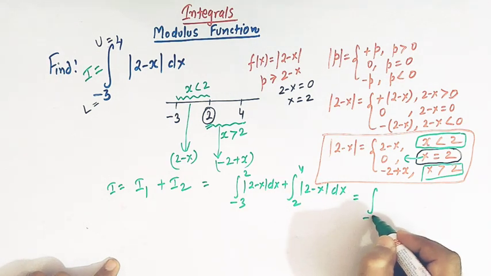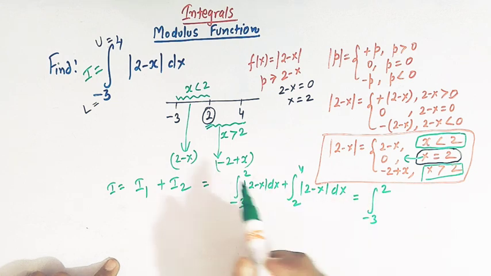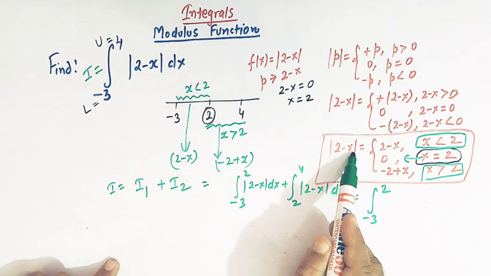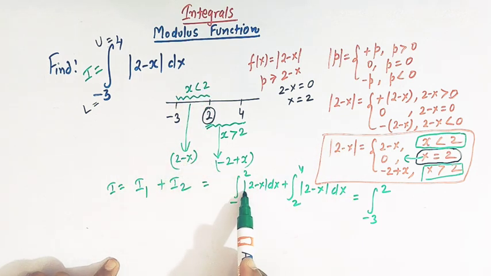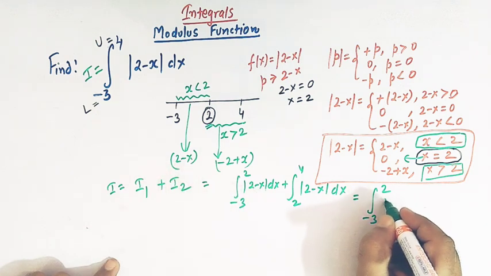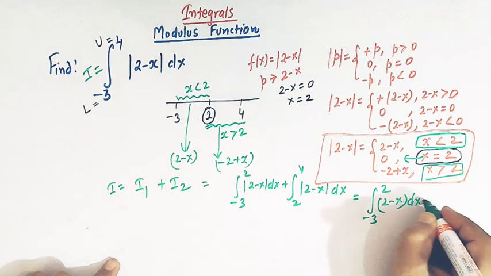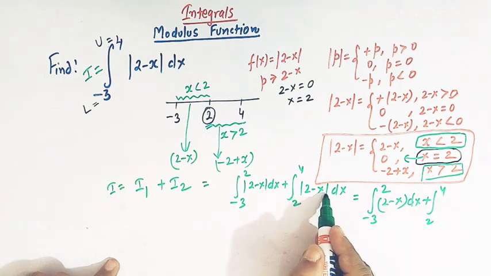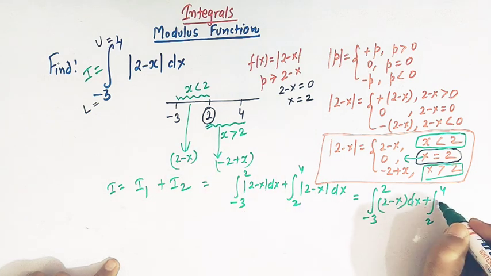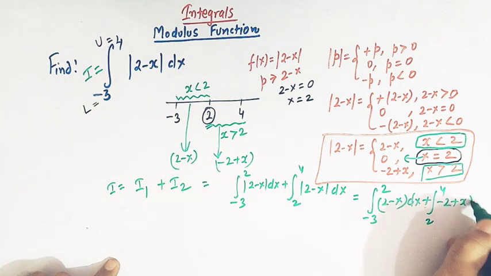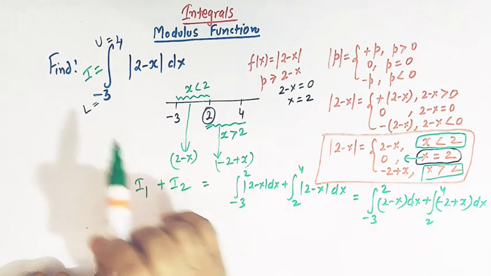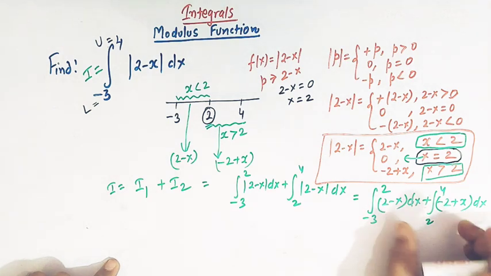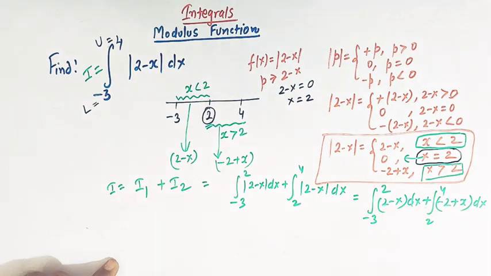Okay, so now we have minus 3 to 2, and when we go from minus 3 to 2, x is less than 2, so mod of 2 minus x is 2 minus x. So mod of 2 minus x is replaced by 2 minus x. Okay, now here we have 2 to 4, and mod of 2 minus x is now defined as minus 2 plus x, right? So now this integral is divided into two parts, the first one and this is the second one.